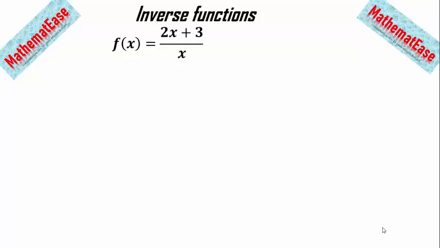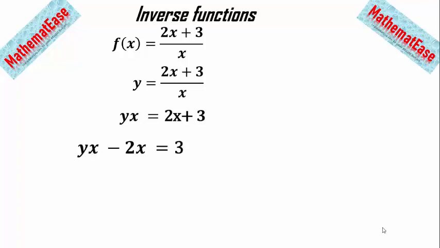F of x is equal to 2x plus 3 all over x. So I will change that f of x to y. Then I cross multiply. If I cross multiply, I will have yx is equal to 2x plus 3. Then I collect like terms. I want to make x the subject, so I will take 2x to the other side. So that gives me yx minus 2x is equal to 3.